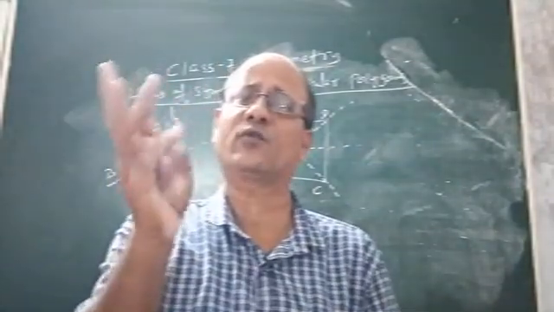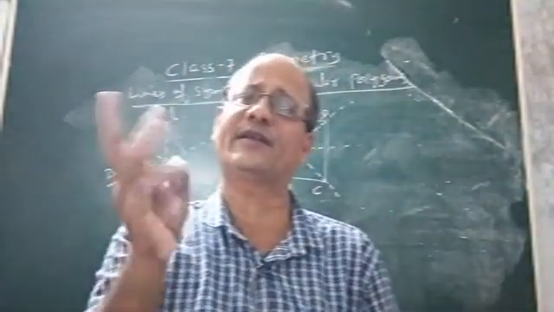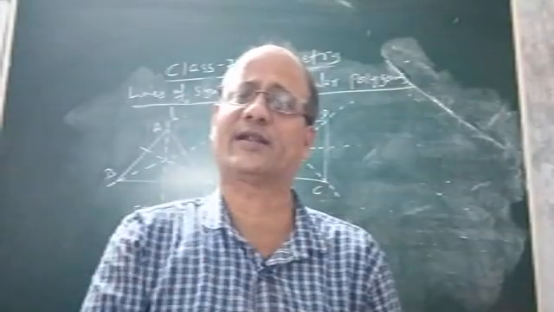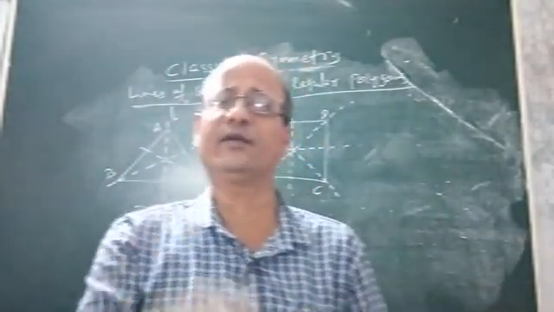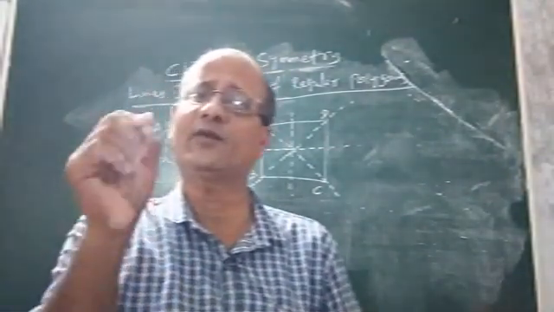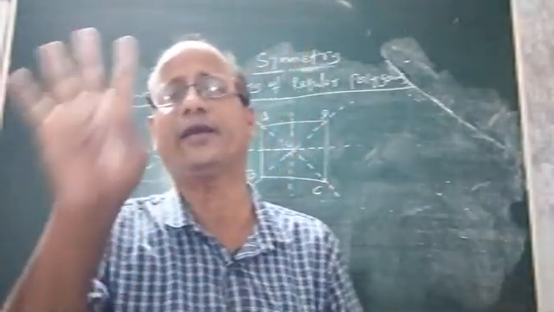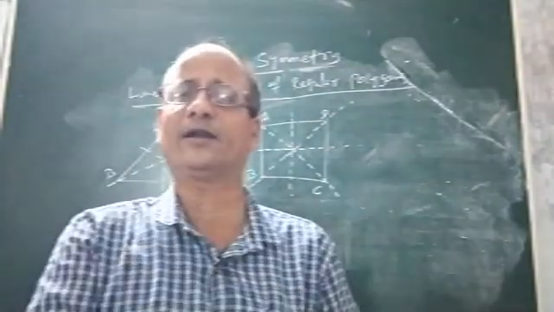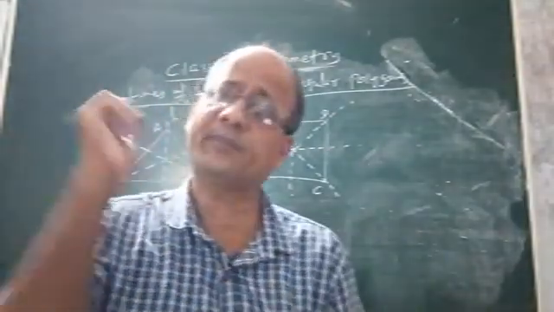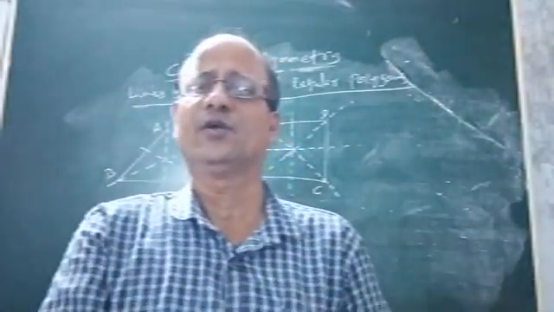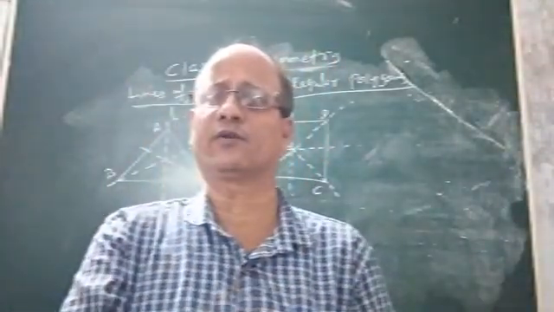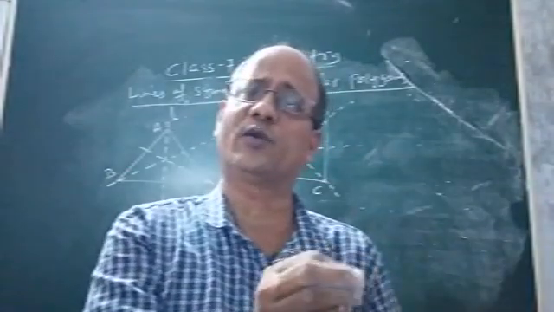A quadrilateral means rectangle, square, rhombus, parallelogram, kite, trapezium. There are so many quadrilaterals. You will find all about this in class 8. At present just remember that a quadrilateral is a figure closed by any four sides. Square is a quadrilateral, rectangle is a quadrilateral, rhombus is a quadrilateral, parallelogram, etc. So a quadrilateral is also a polygon. Quadrilateral is a polygon, triangle is a polygon.